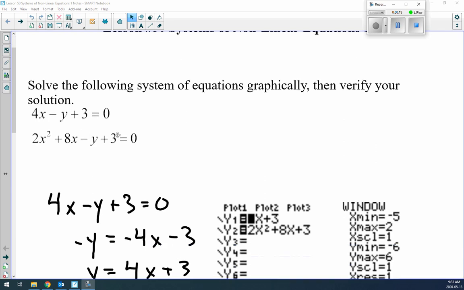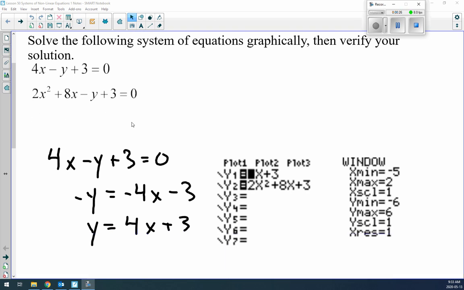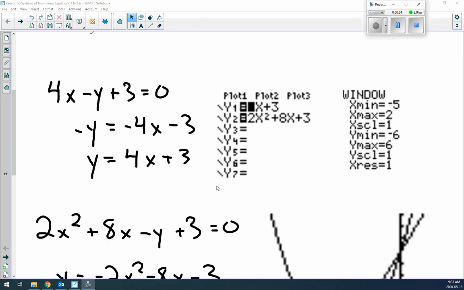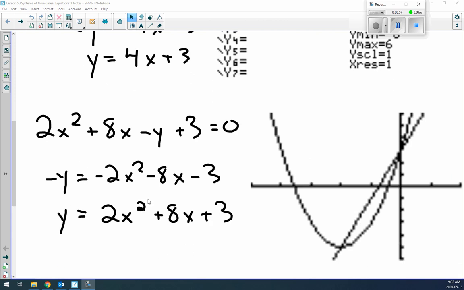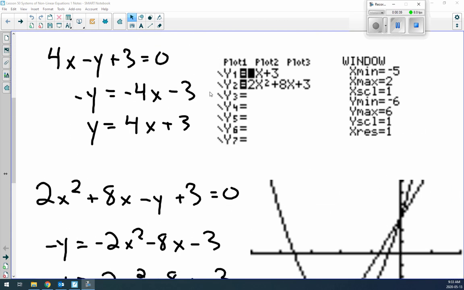So we have two equations here. We have a linear and we have a quadratic. In the TI-83, you would plug the formulas in, but you have to rearrange them so they're always based on y equals. If you look, we rearranged the linear so it's y equals, and we rearranged the quadratic so it's y equals. Then we can plug them into the calculator or into Desmos.